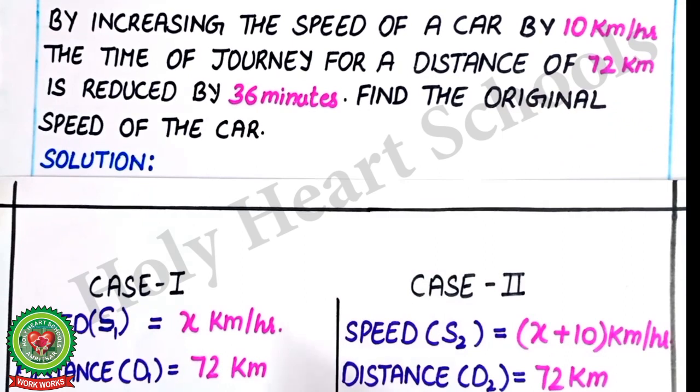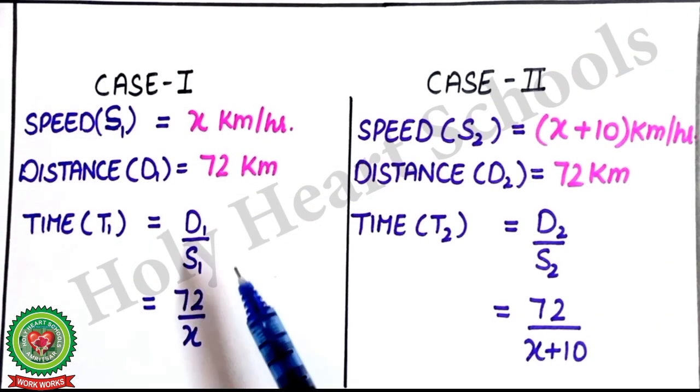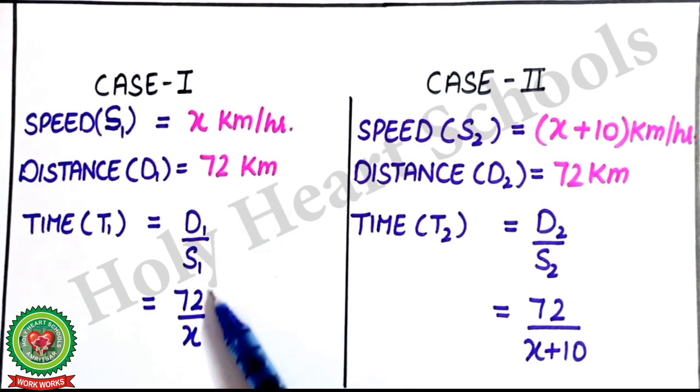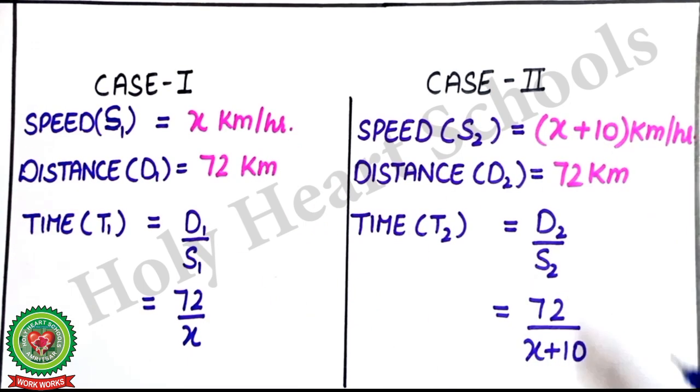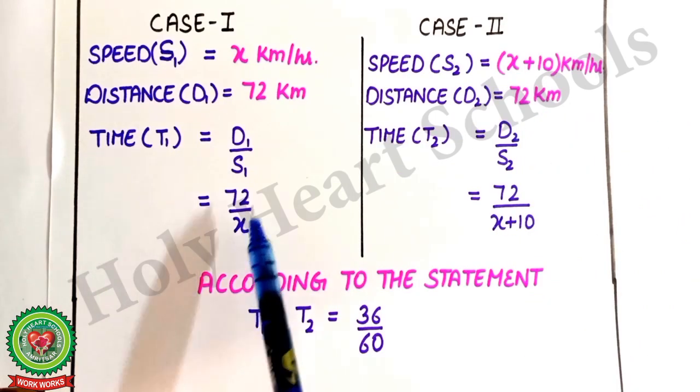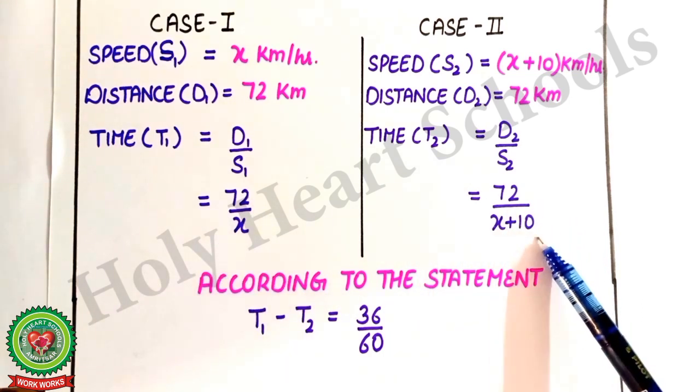So the distance is the same in both cases. Distance D1 is 72 km and distance D2 is also 72 km. The time formula is distance upon speed. So in case one, distance is 72 km and speed is x km per hour. And in case two, distance is 72 and speed is x plus 10. So according to the statement, 72 upon x is T1 and 72 upon x plus 10 is time T2.